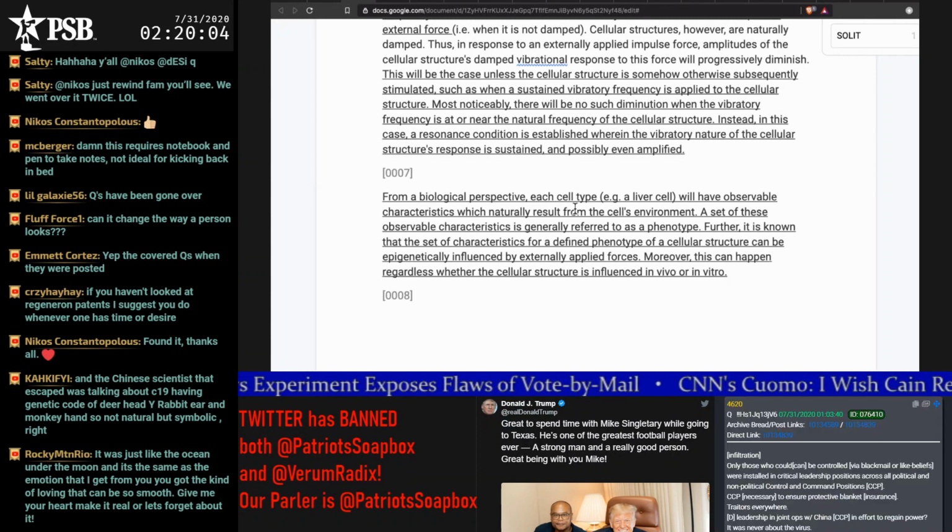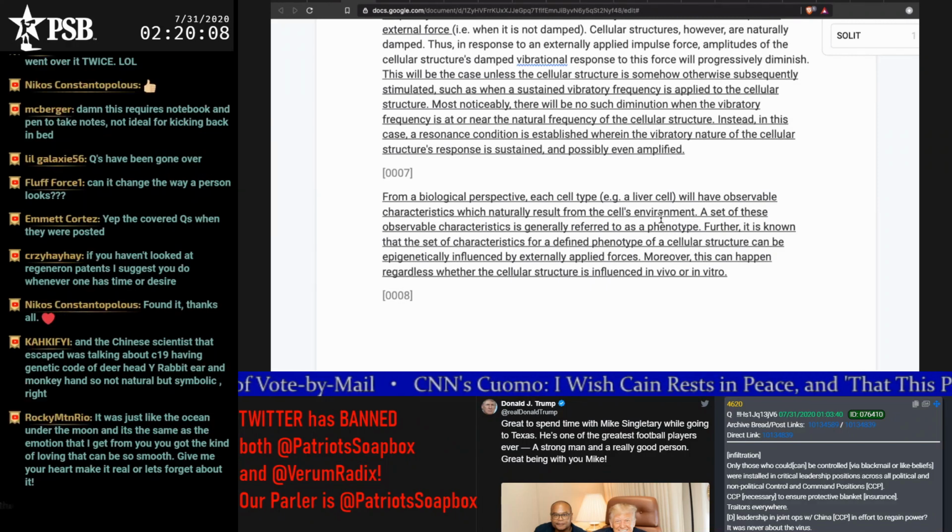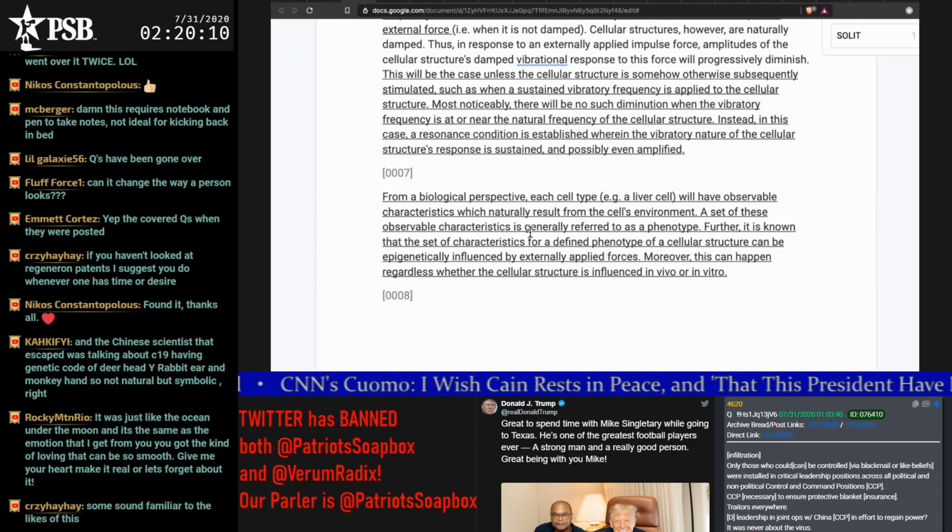Here's an interesting piece. From a biological perspective, each cell, in this example a liver cell, will have observable characteristics which naturally result from the cell's environment. A set of these observable characteristics is generally referred to as a phenotype. So now they're talking about unique characteristics of a cell that is within a particular organ. That's how specific phenotypic classification can be, a cell in a particular organ.